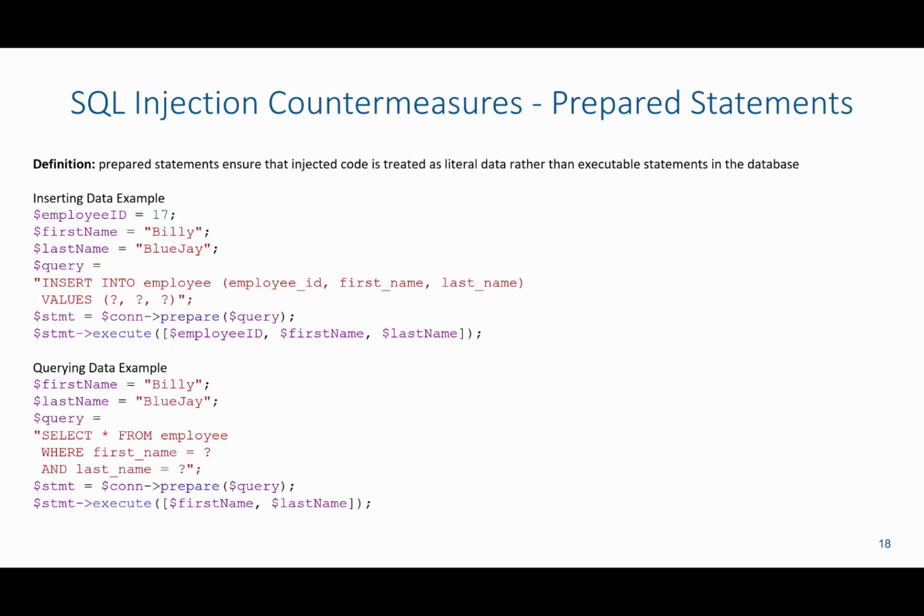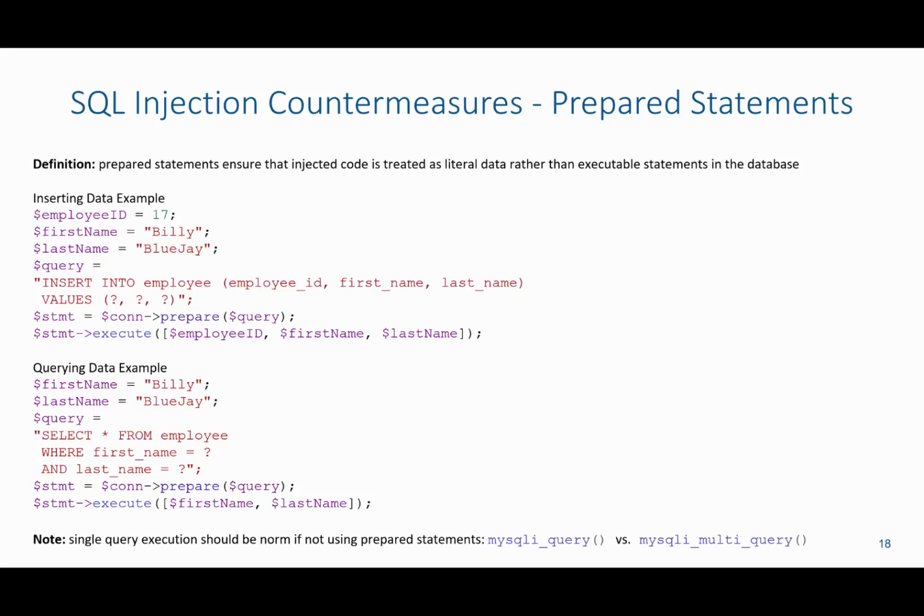As you can see here, I say select star from employee where first name equals question mark and last name equals question mark. I've defined the variables of the name I'm going to insert, and then in the execute, I provide the first name and last name. The first name is going to correspond with the first question mark, and the last name is going to correspond with the second question mark.